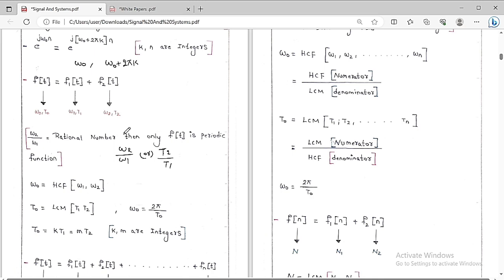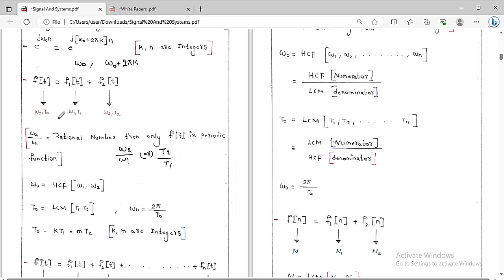So listen carefully. Either you do omega 2 by omega 1 or t2 by t1. If you get the ratio as a rational number, meaning any number we can represent in the form of p by q, that is called a rational number, then we can say it is a periodic function. And what is omega naught? Omega naught is the HCF of omega 1 and omega 2, and t naught is the LCM of t1 and t2. So these things always you have to keep in your mind.